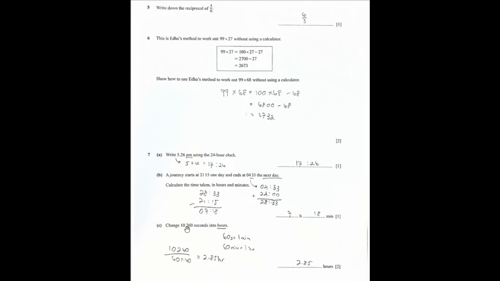7c, change 10,260 seconds into hours. So we know 60 seconds represents 1 minute and 60 minutes represent 1 hour. So that means divided by 60 and divided by 60 again. So that will go on and give us 2.85 hours.